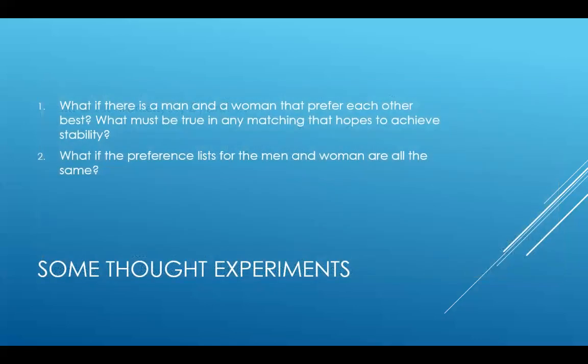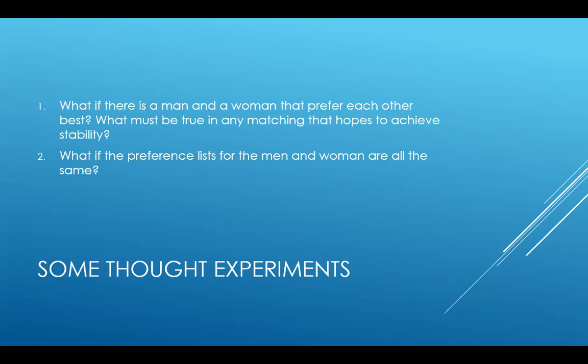So here's a couple of thought experiments for us to go through together. What if there is a man and a woman that prefer each other best? What must be true in any matching that hopes to achieve stability? Think about it. There's a man on one side and a woman on the other side that each is the number one choice of the other. What would have to be true in any stable matching if that were true? They'd have to be married. They would have to get married.